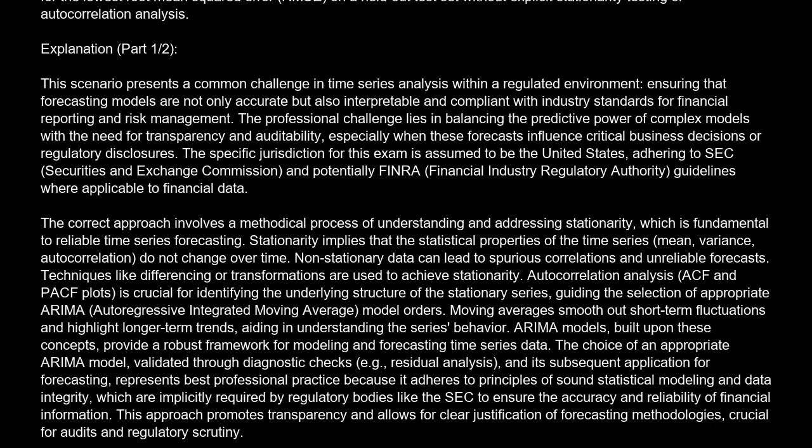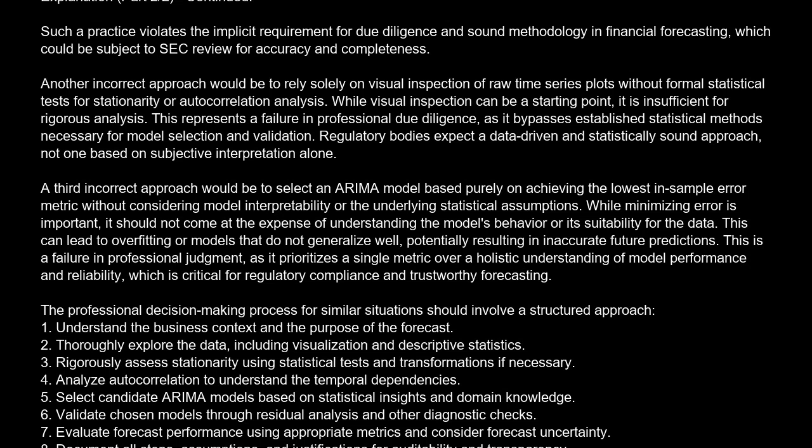An incorrect approach would be to directly apply a complex, black box forecasting model without first assessing or addressing stationarity. This is a regulatory and ethical failure because it risks generating forecasts based on spurious relationships, leading to potentially misleading financial projections or risk assessments. Such a practice violates the implicit requirement for due diligence and sound methodology in financial forecasting, which could be subject to SEC review for accuracy and completeness.